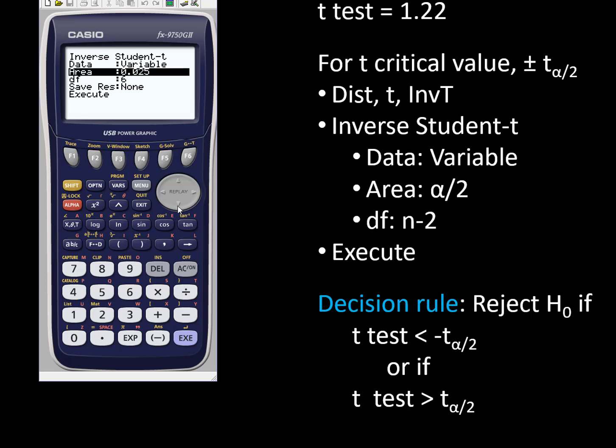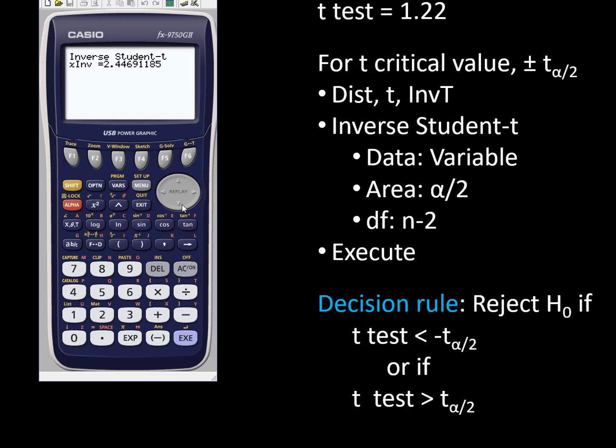Since we have alpha of 0.05, half of that is 0.025. Degrees of freedom is n minus 2. We have 8 items in the sample, 8 students' data represented. N minus 2 is 6, and execute. The Casio expects you to enter area to the right. 2.5% to the right of the upper tail gives me this t of 2.45. Had I wanted the lower tail, I would have entered 97.5% as my area. On a 2-tailed test, the t is plus or minus, so we don't need to run it twice. Now we can compare.